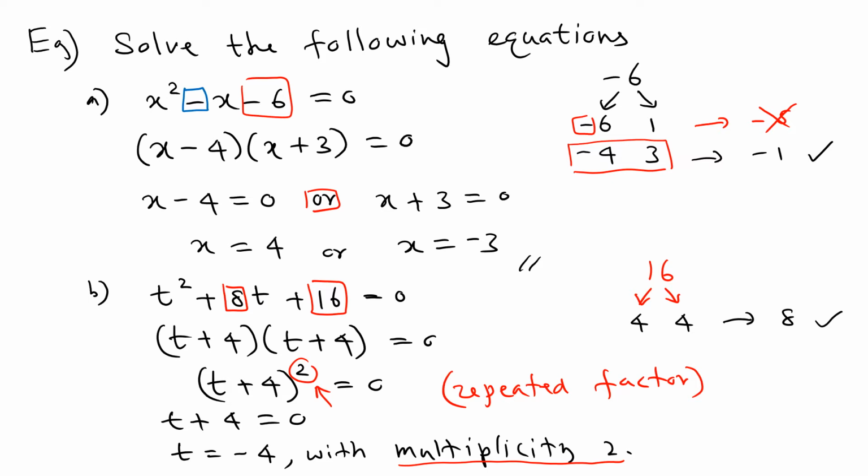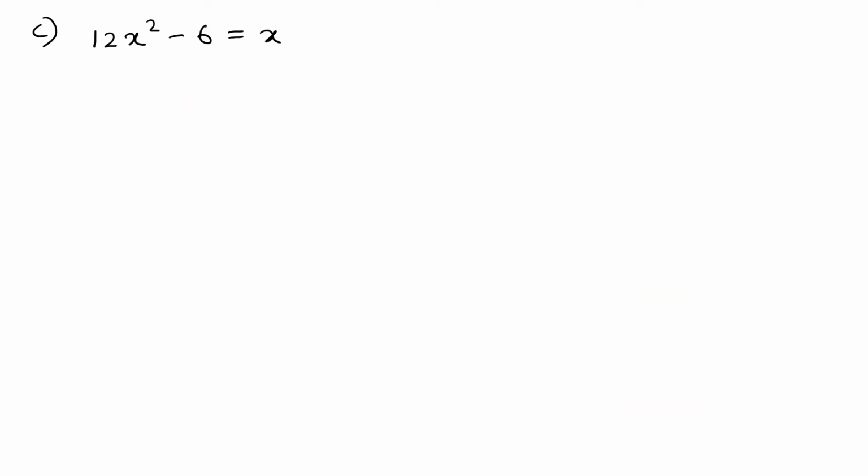Let's look at one more example. Let's say we have 12x squared minus 6 equals x. There are two problems here. One is that this is not in standard form. First, by subtracting x, we can write this as 12x squared minus x minus 6 equals 0. Now it is in standard form.